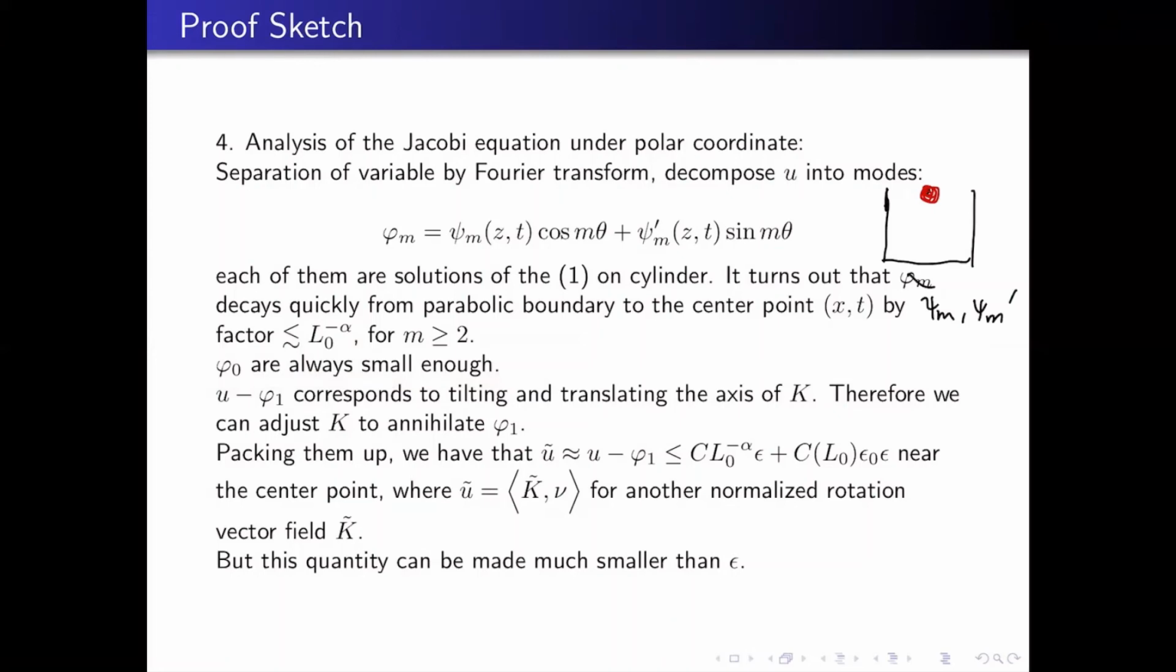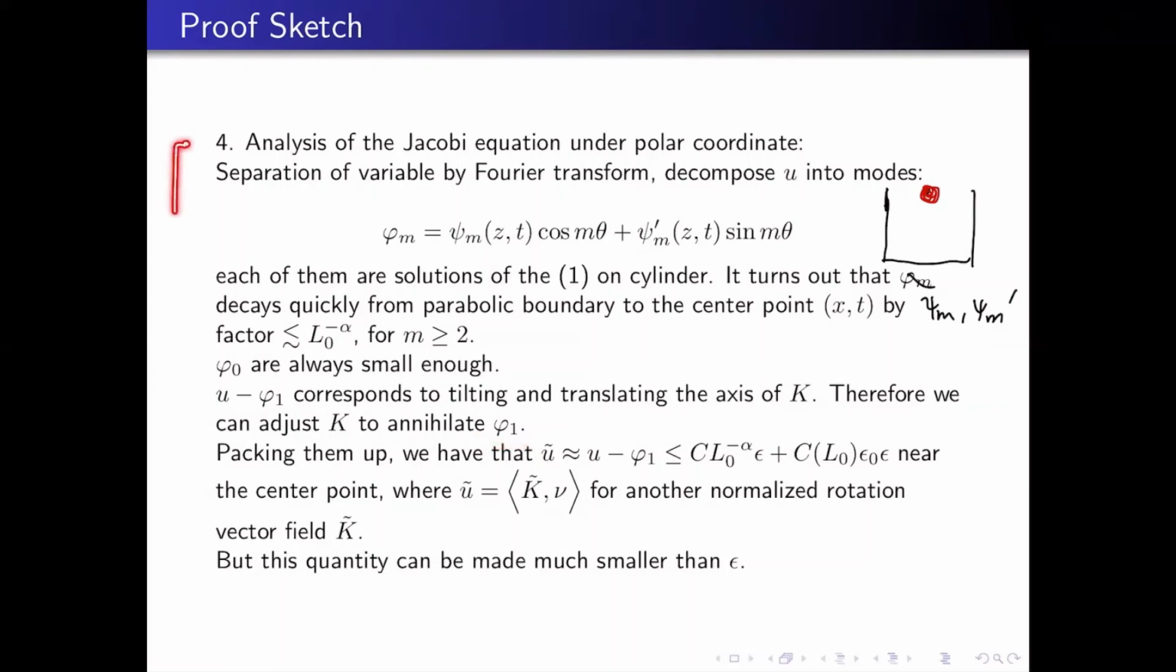And there will be a bad mode, which is the first mode. But fortunately, the first mode corresponds to a geometric behavior, which is the tilting and translating of the axis of the vector field K. Therefore, we could just adjust K to annihilate these bad modes.